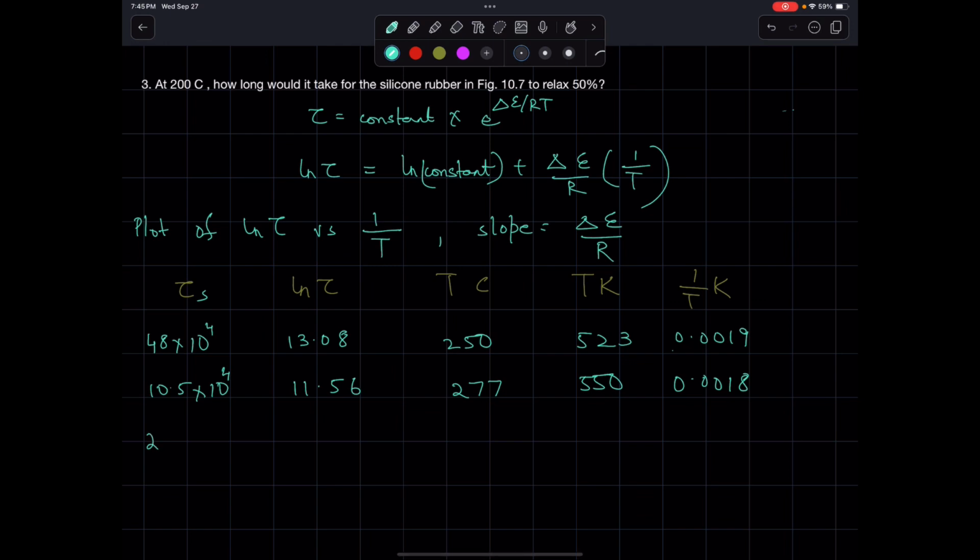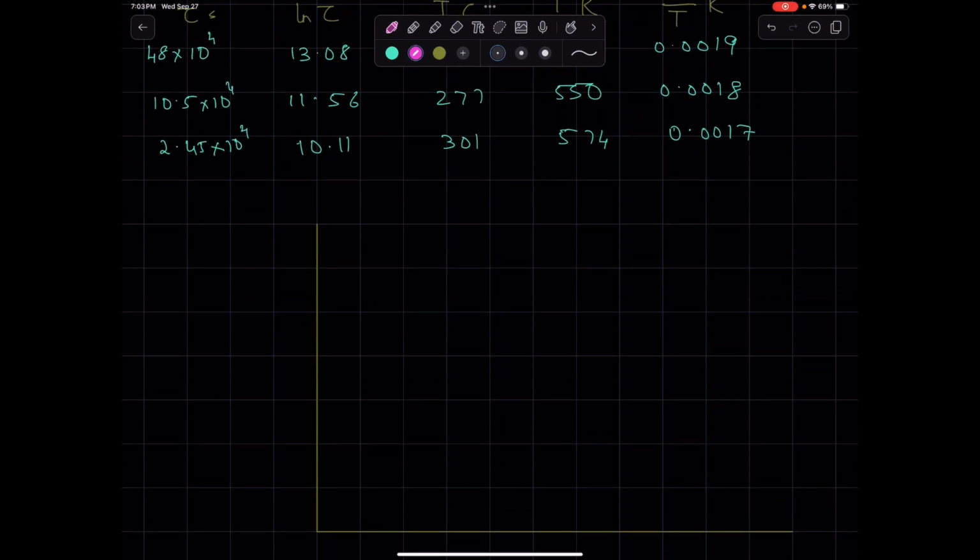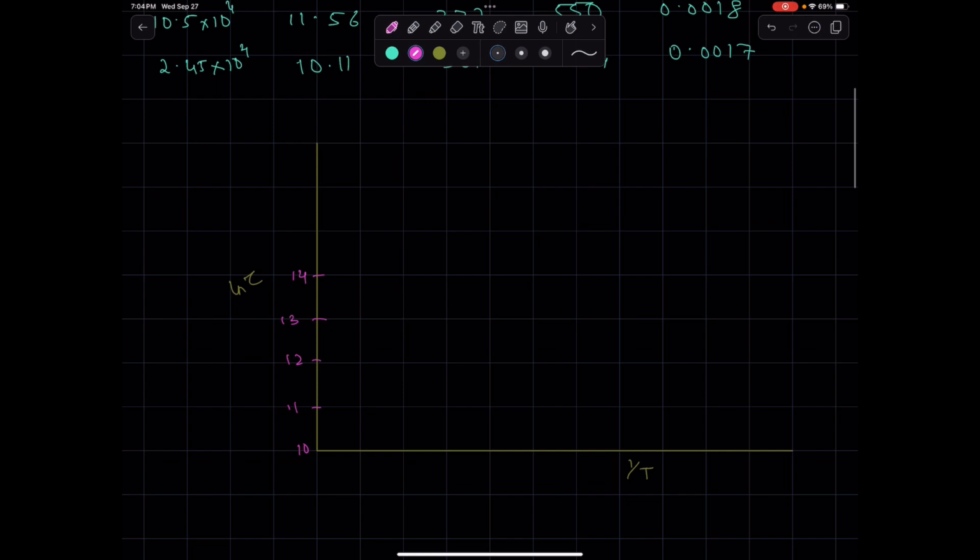The next value of tau is 2.145 times 10 to the power 4. Ln tau is 10.11. Temperature in centigrade is 301, in Kelvin is 574. So 1 over T is 0.0017. Now we are ready to plot the graph. Ln tau goes from 10.11 to 13.08, so let's start with 10, 11, 12, 13, 14. And 1 over T goes from 0.0017 to 0.0019.